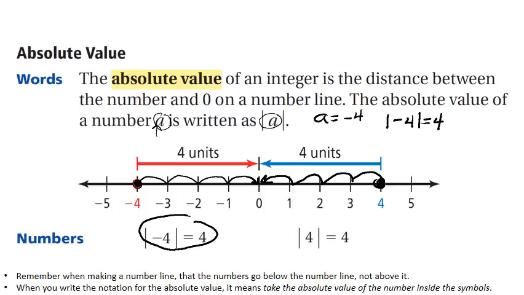Now remember, when you're making a number line, traditionally we're going to have the negative numbers on the left and the positive numbers on the right. We're going from least to greatest, and we're going to put the numbers on bottom, so we can put our steps on top. When you write the notation for absolute values, it means to take the absolute value of the number inside of the symbols. We don't take the absolute value of everything, we just take the absolute value of what's on the inside.